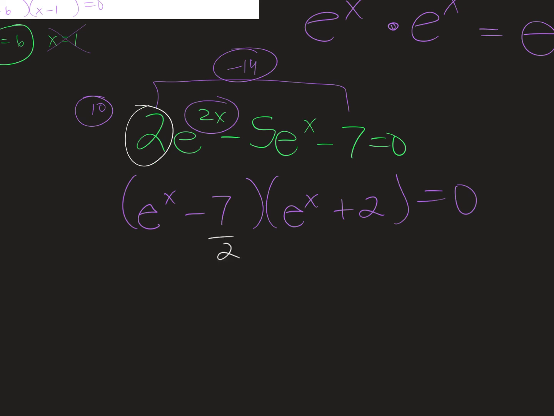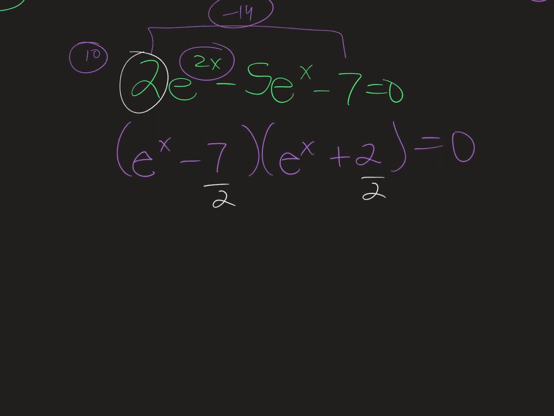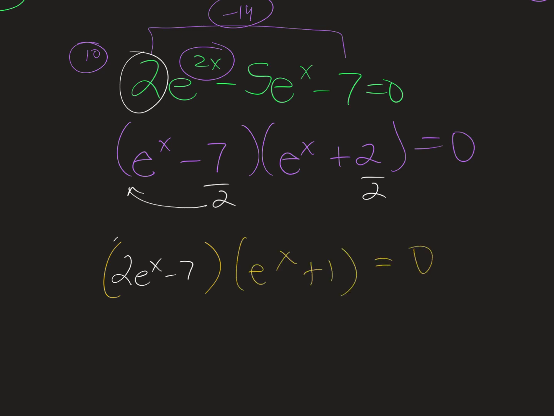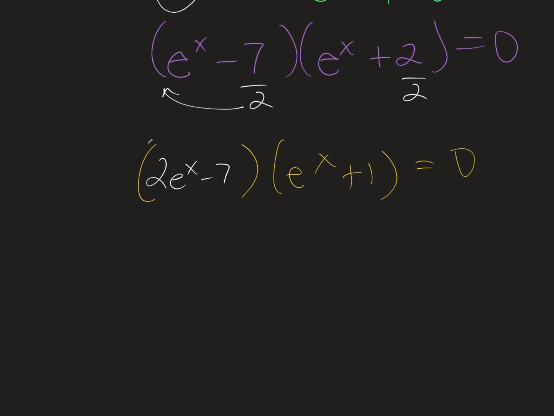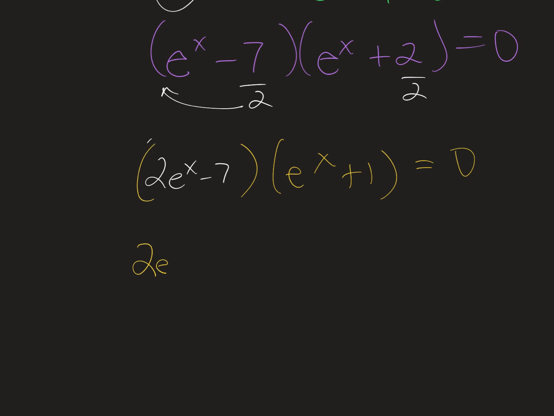So I have to divide both sides by 2. Everybody with me? Does 7 divide by 2 pretty? No. So this becomes 2 e to the x minus 7, and this becomes e to the x plus 1, because 2 divided by 2 is just 1. Now, with any other factoring problem, we would set each parenthesis equal to 0 and solve. So let's go ahead and do that. I have 2 e to the x minus 7 equals 0. Then I have e to the x plus 1 equals 0.